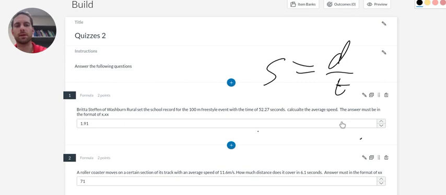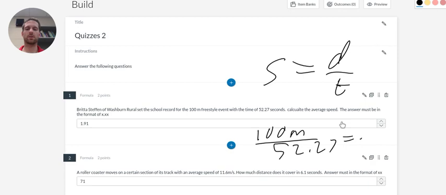So 100 meters is the distance over our time, 52.27 seconds. It's going to give us 100 over 52.27, which is 1.9131, and this is x.xx, so that's 2 decimals. There's a 3 after that, but we can ignore it. We cancel all the others, so 1.91 is our answer.